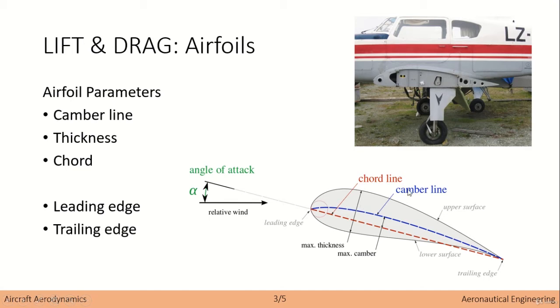The thickness just defines the thickness of the airfoil, by definition, as you can imagine. This point, for instance, is the maximum thickness. It's also interesting to note this length over here, which is the maximum camber, the maximum distance between the camber line and the chord line.